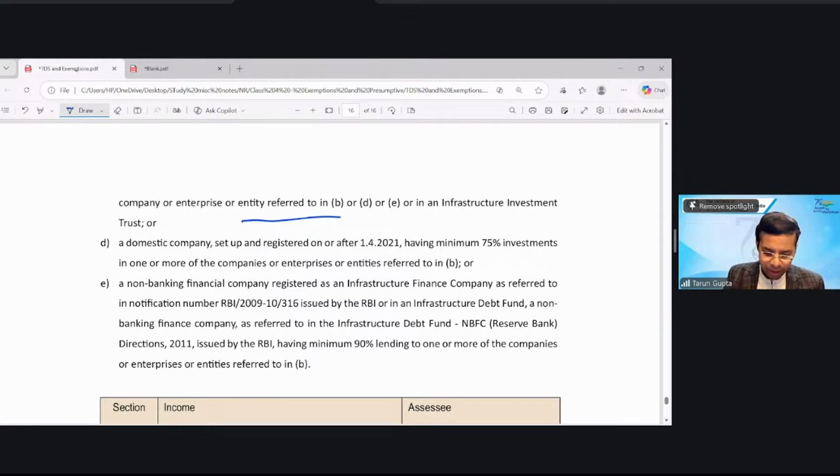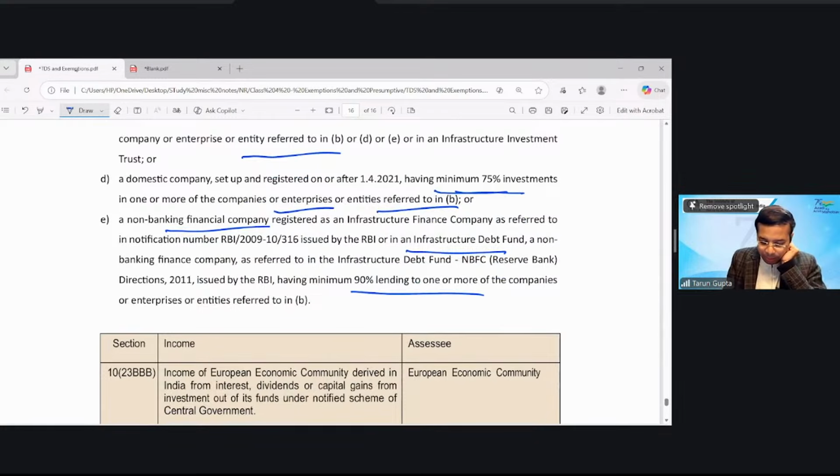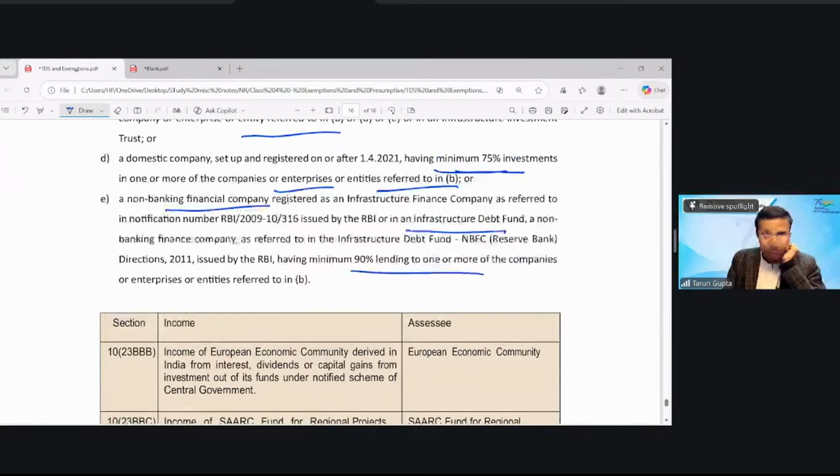Or you invest in a domestic company having minimum 75% investment in one or more of the companies or enterprises or entities referred to in the earlier clause. So you invest directly into the companies which are doing this, or you invest in their holding companies. Or you invest in an NBFC or infrastructure debt fund, as referred to in this, having minimum 90% lending to one or more of the companies or enterprises referred to. You invest in NBFCs which are actually only financing these infrastructure projects.